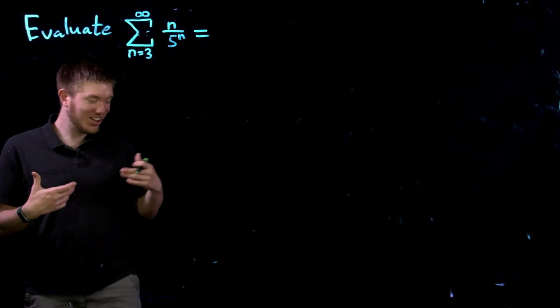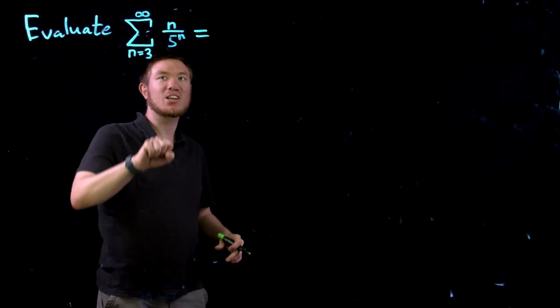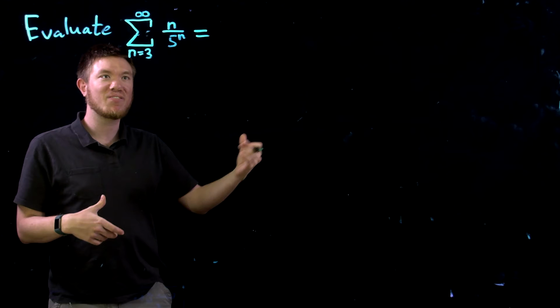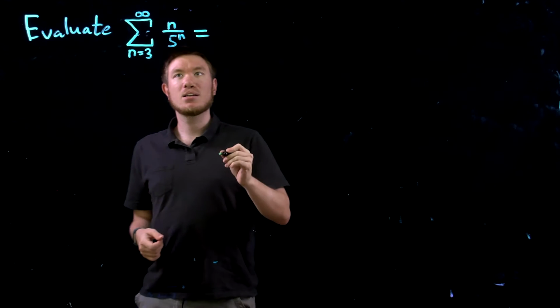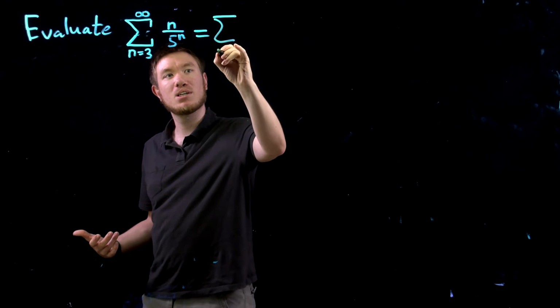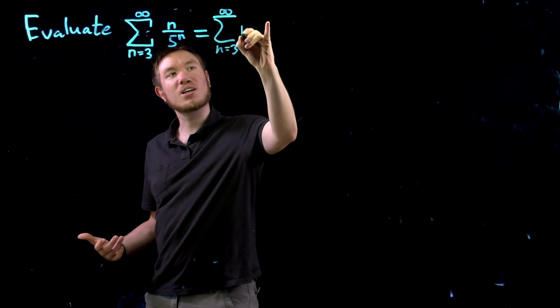Okay, so one of the applications we have of power series is evaluating sums that look like this. In this case, we're going to sum from 3 to infinity of n divided by 5 to the n. And this might not look much like a power series at first, so let's go ahead and rewrite it so that it maybe becomes a little more recognizable as a power series.